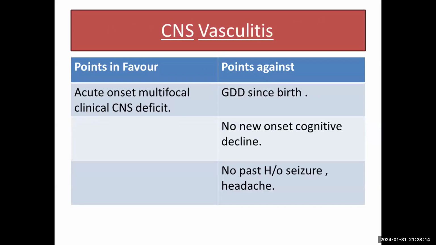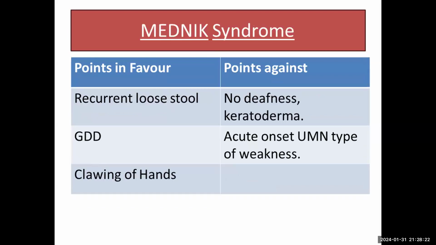Points in favor of CNS vasculitis were acute onset multifocal clinical CNS deficit. Points against were GDD since birth, no new onset cognitive decline, and no past history of seizure or headache. For Menkes syndrome, points in favor were recurrent loose stool with clawing of the hands with global developmental delay. The points against were no deafness, no keratoderma, and acute onset UMN type of weakness.